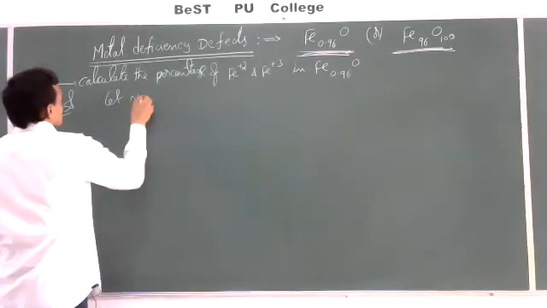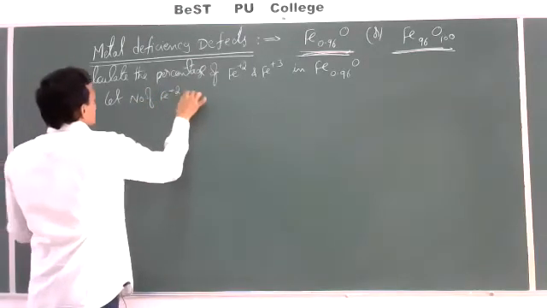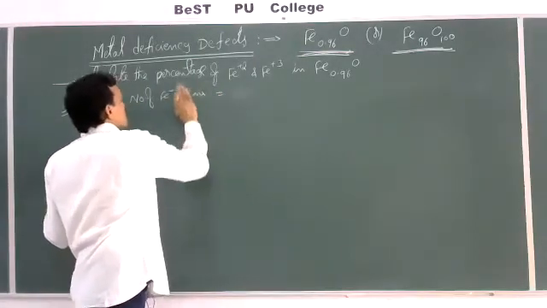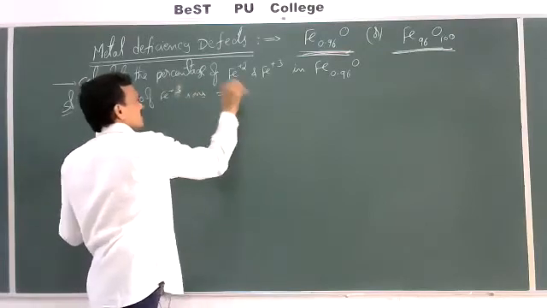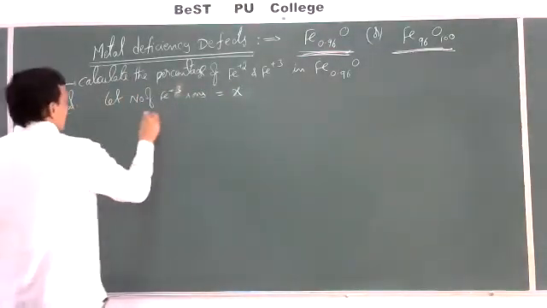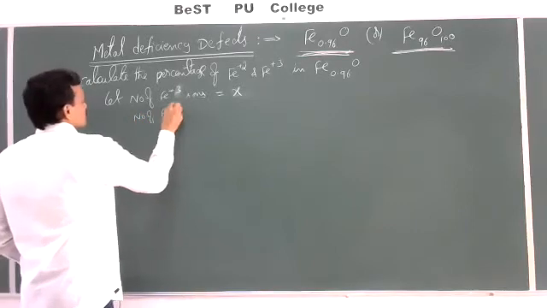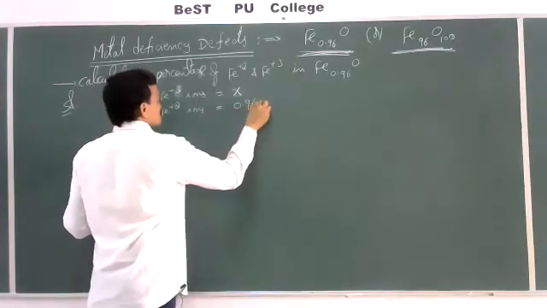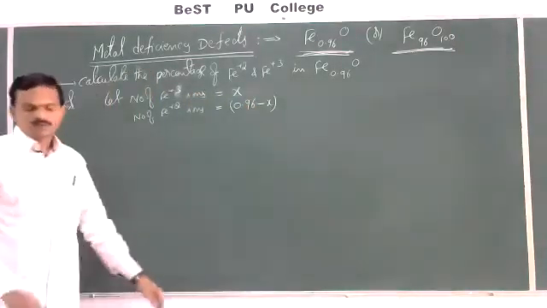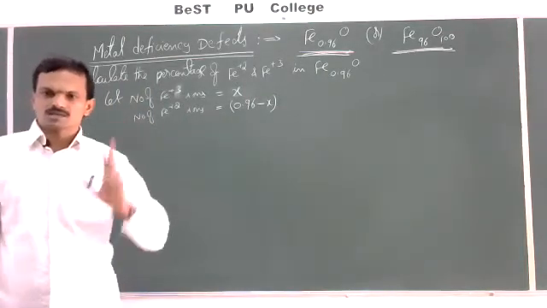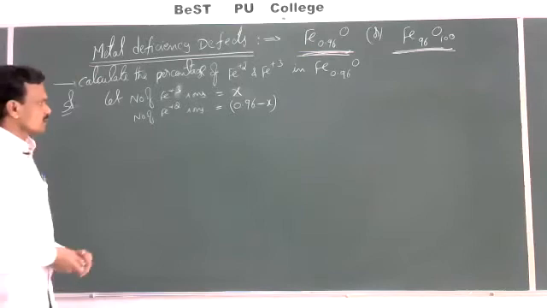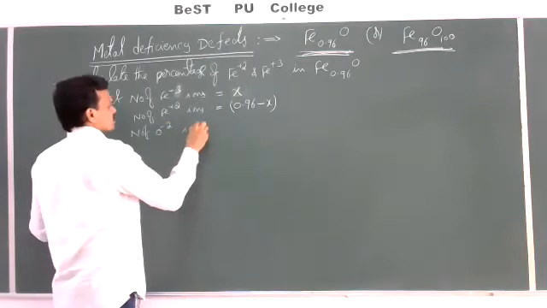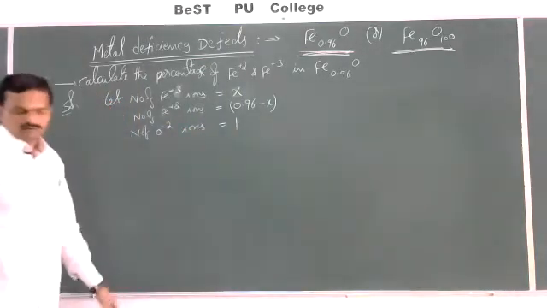Let the number of Fe plus 3 ions be X, and the number of Fe plus 2 ions be 0.96 minus X. So these are the number of Fe plus 3 and Fe plus 2 ions in the lattice. And the number of O minus 2 ions in the lattice is equal to 1.